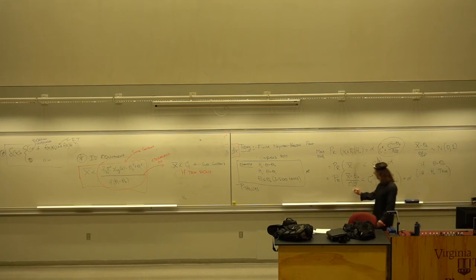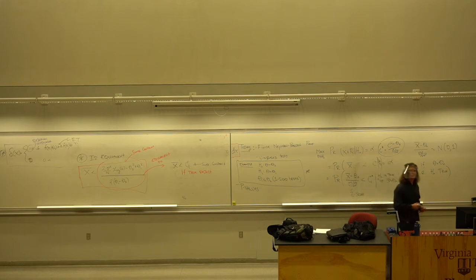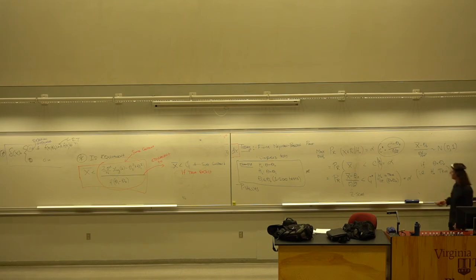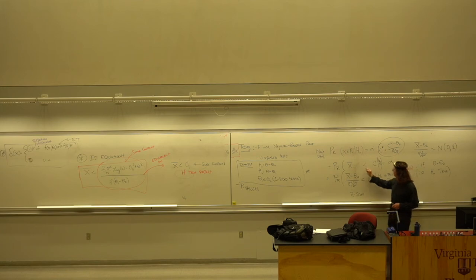Usually people call this the z-score. It's your standardized value. And so I can pick this thing such that that's alpha right there. So, for example, let's say I pick alpha to be 0.05. What would C star be? Anybody know?